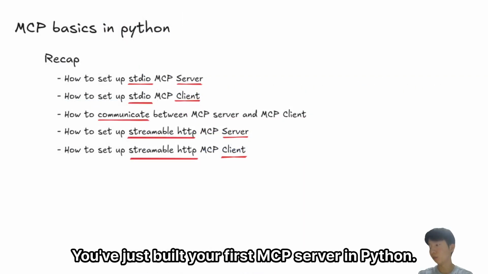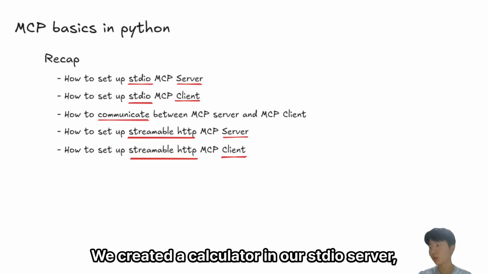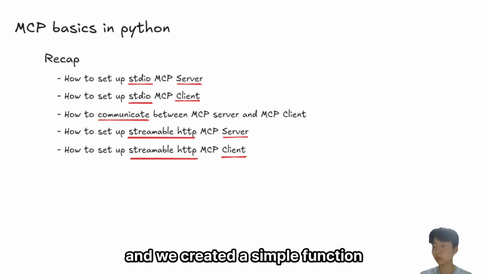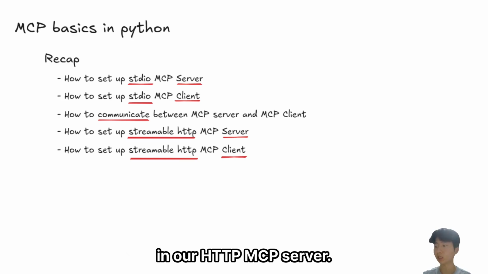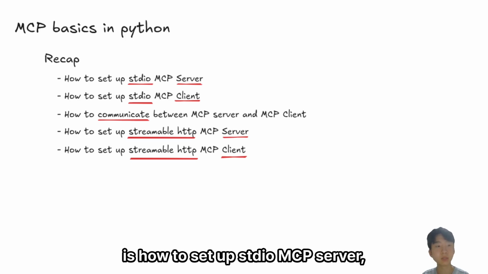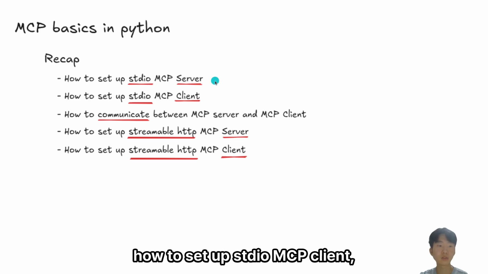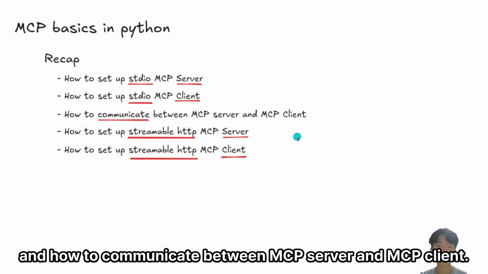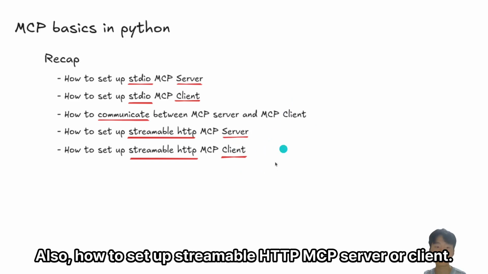So that's it. You've just built your first MCP server in Python. We created a calculator in our stdio server. We created a simple function in our HTTP MCP server. What we learned is how to set up a stdio MCP server, and how to set up a stdio MCP client, and how to communicate between MCP server and MCP client. Also how to set up a streamable HTTP MCP server and client.